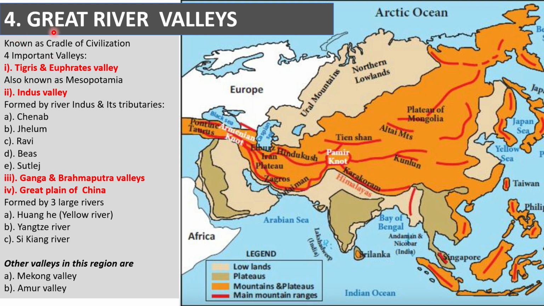These are also known as the cradle of civilization, and 4 important valleys are included in Asia. Number 1 is the Tigris and Euphrates Valley. This is the Tigris-Euphrates Valley, also known as Mesopotamia. Number 2 is Indus Valley.